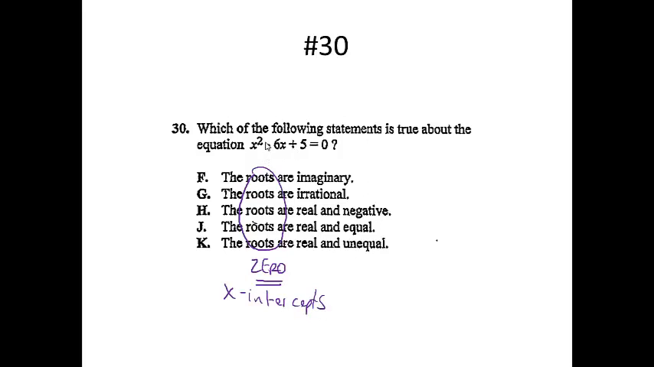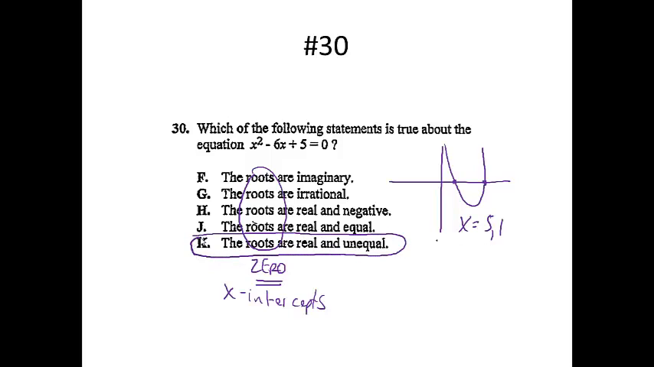So probably the best thing to do on this one would be to graph it. And if you graph it, you're going to get an answer that looks like this. And then if you look at where the graph touches the x-axis, it's at 5 and 1. So notice I was able to see where it touched in two places, so the roots are real, but they're not the same thing. So I'm going to choose choice K.